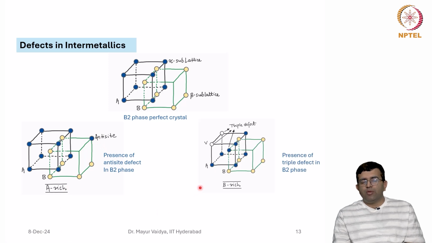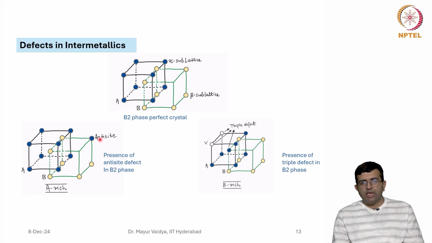Then another important defect that you have in intermetallics is known as the triple defect. In this case, you see here the triple defect means that there are two vacancies created on the A sublattice, and one of the A atoms actually occupies the B sublattice. So that means there is an anti-site also. So this is a combination of three defects, and it is therefore known as a triple defect.